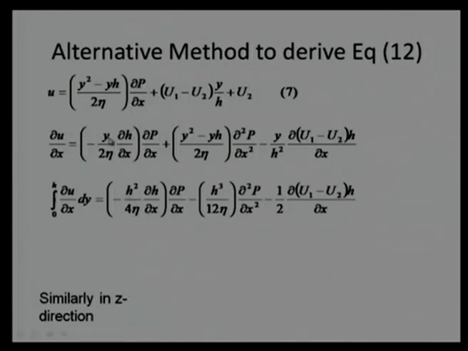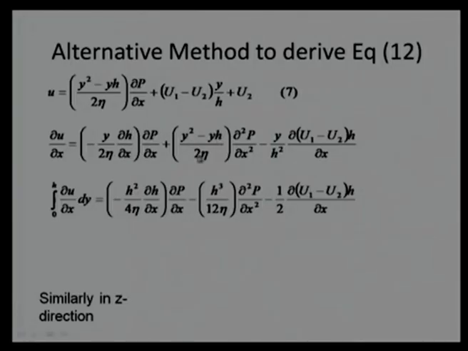So, there is a simple integration of y, it will turn out to be y square by 2. So, this term is turning out to be minus h square by 4 eta, because the integration limits are 0 and h. That is why we say that this is overall minus h square divided by 4 eta. This is the same term, this is not going to change with y.